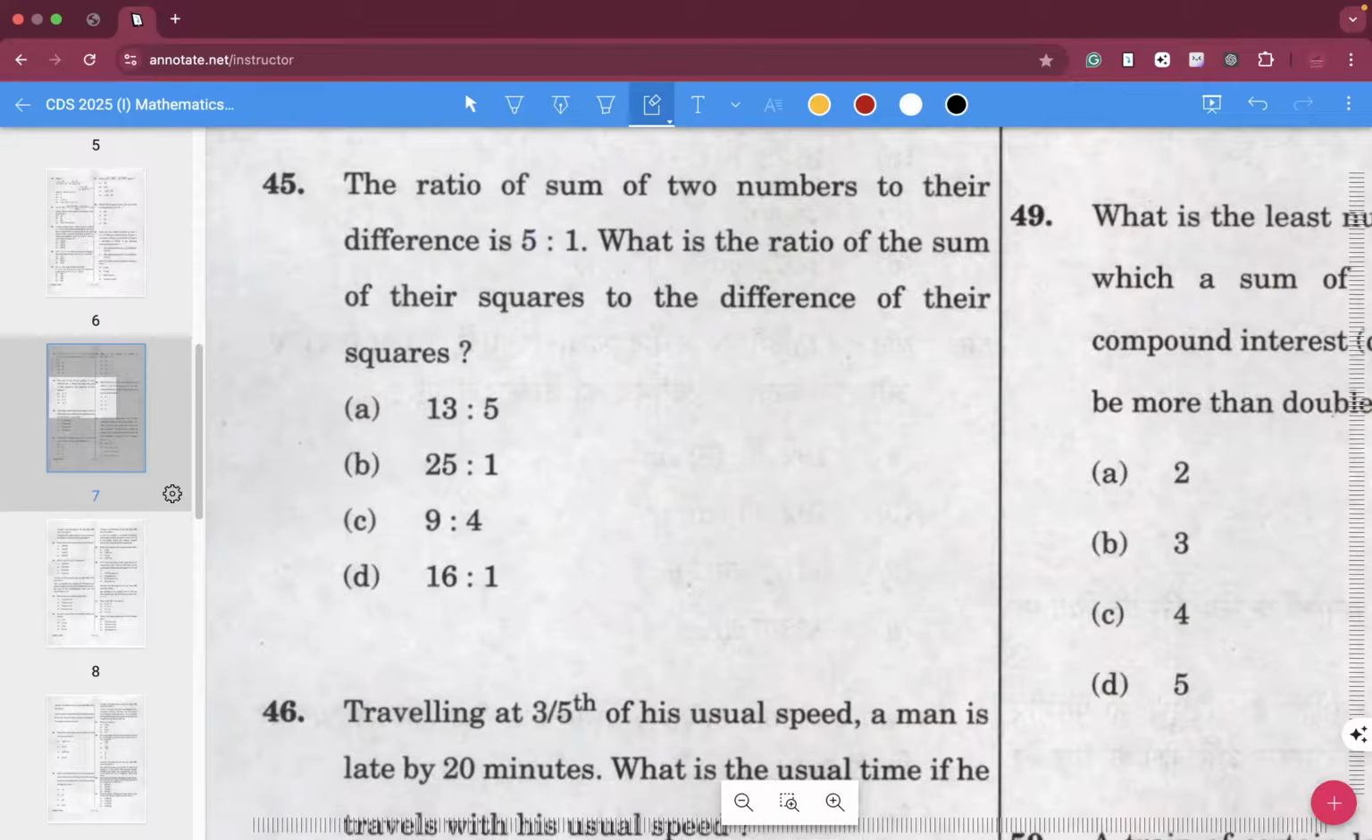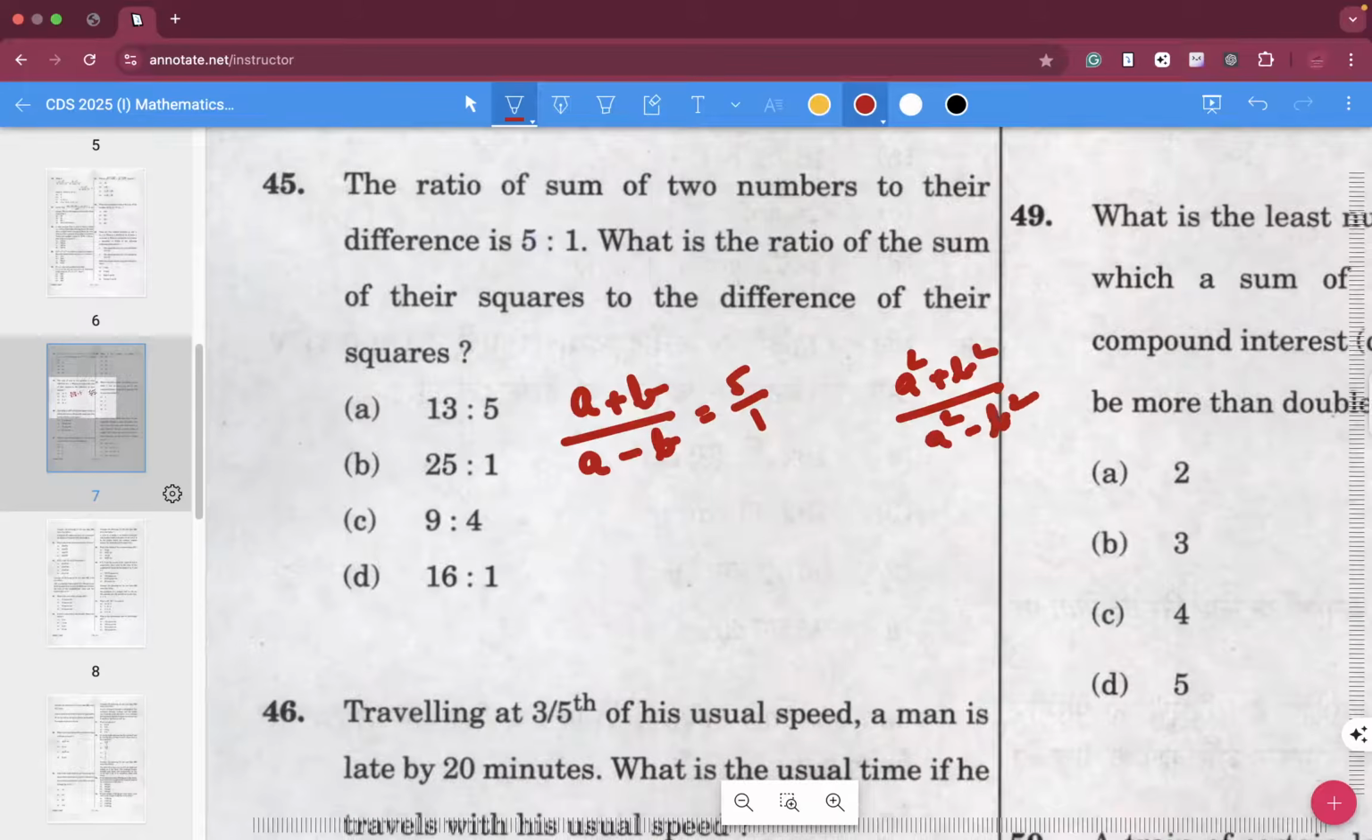No worries. Now they have given the ratio of the sum of two numbers. I'm saying the numbers are a and b. The ratio of the sum of two numbers to their difference is 5:1. Then what is the ratio of the sum of their squares to the difference of their squares? So what is this particular value? This is a plus b is equal to 5a minus 5b.